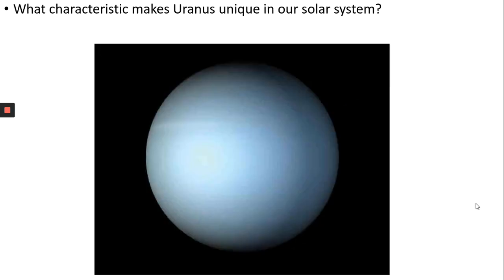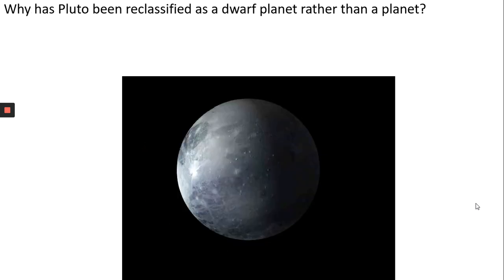What characteristics makes Uranus unique in our solar system? It's way out there, and it's tilted on its side, right? Its axis is tipped far to the side. You may sometimes see Uranus with rings around it in pictures that go up and down, as opposed to left and right, or east and west.